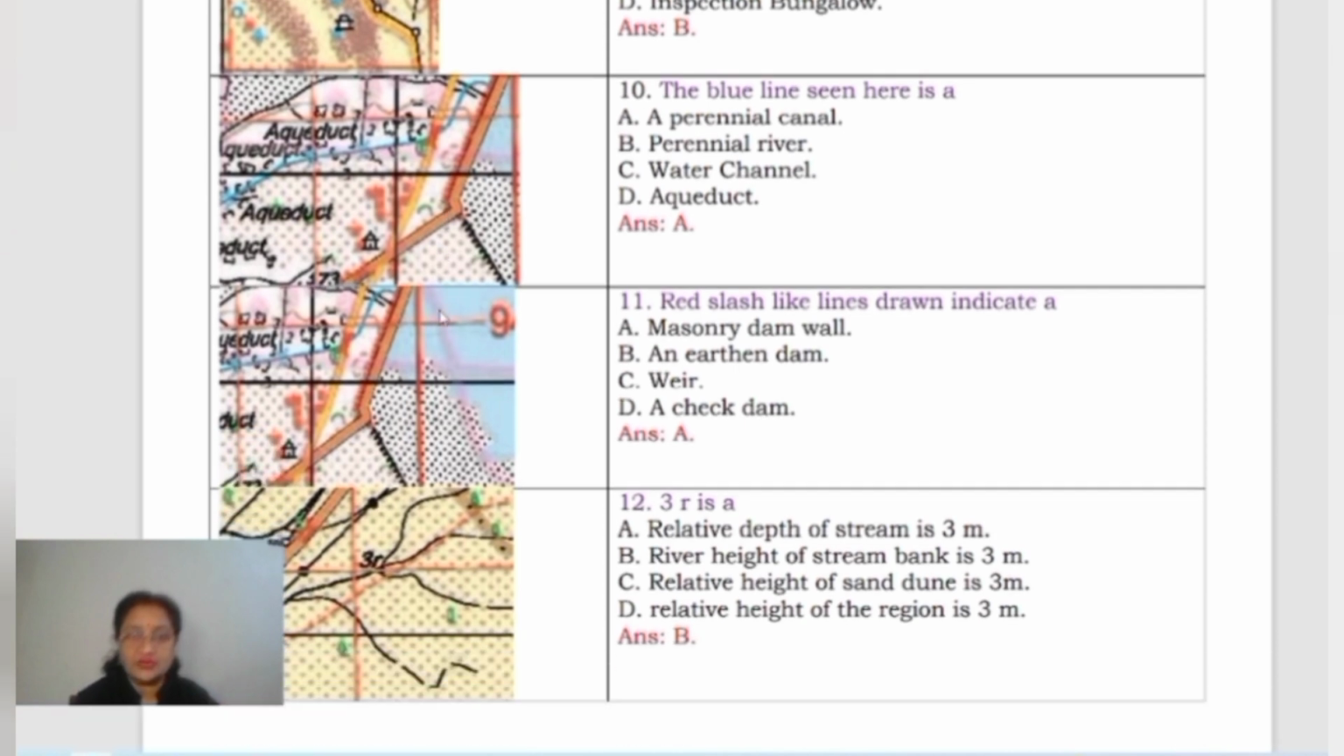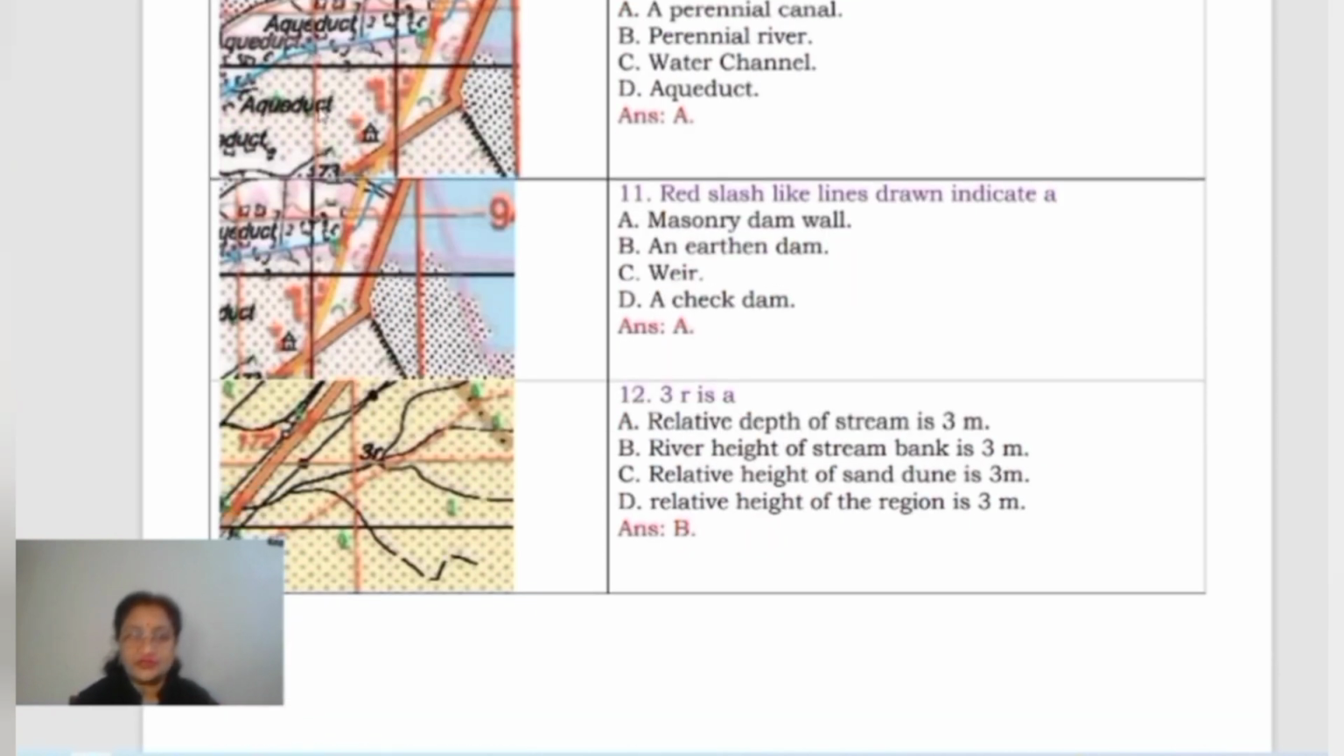Now let's move to the next one. This is again a picture. You can see a small extract from the map. And the question is, the blue line you can see here, what is this blue line indicating? This blue line is not a river. It's not anything else, but it's a canal, right? It's a perennial canal which provides water throughout. So the A option is correct.